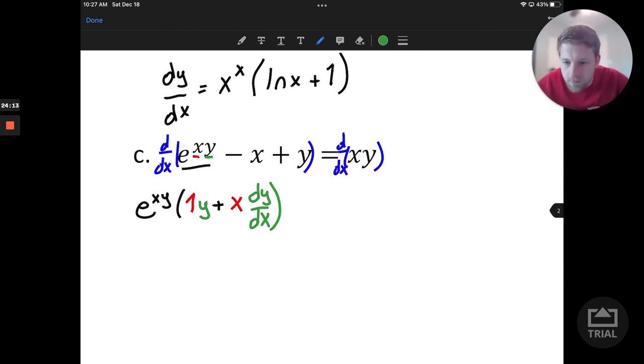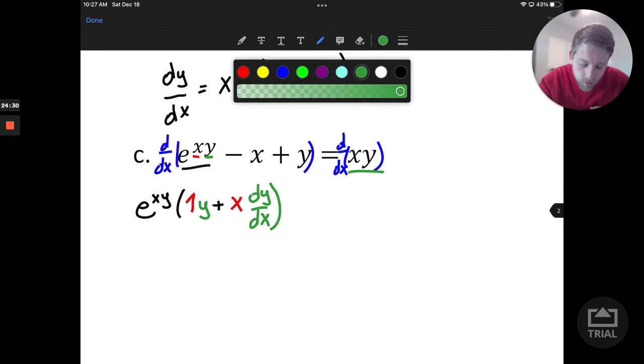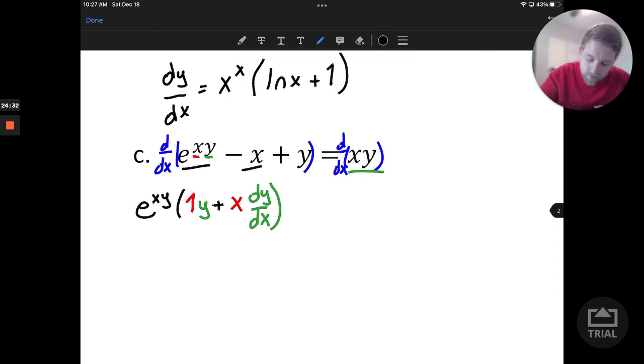So there we go. So 1 times y plus x times dy/dx. This is going to be helpful because notice on the right side of this problem, that's going to be the same derivative on the right. So that's actually going to be helpful in two ways. Let's continue the process here. We're going to have minus x just becomes a minus 1. And then our last term over here, a plus y, becomes the derivative dy/dx.